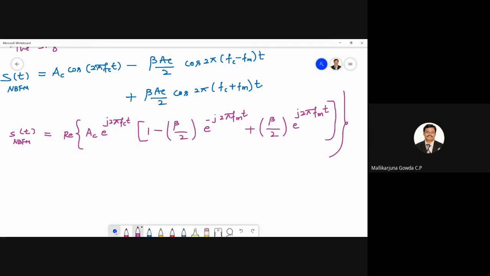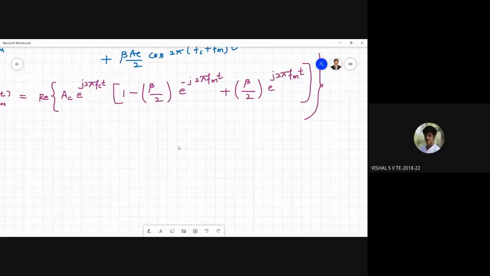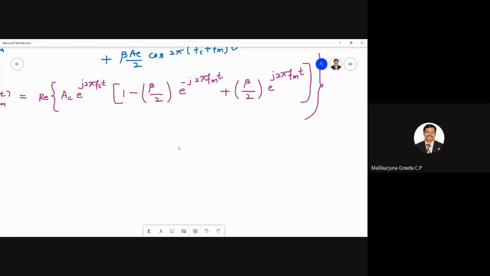Yes, in what way is it different? Vishal. Sir. So there is no upper side band? No, it has both the upper side band as well as the lower side band. Only the difference is the sign in the lower side band. In standard AM there was a plus; here it is 1 minus beta by 2 e power, rest of the things the same. So how can we draw the phasor diagram for this, keeping the carrier as reference? In the same fashion, is it possible to draw?